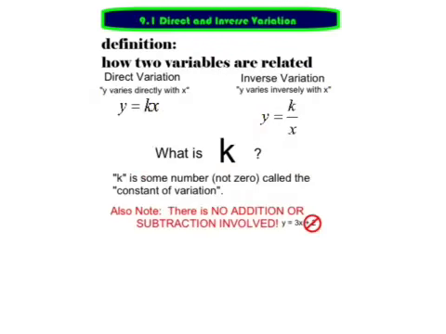This is chapter 9.1, a lesson on direct and inverse variation. Variation describes how two variables can be related. There's more than one way that two variables can relate to each other, and these are just two examples.